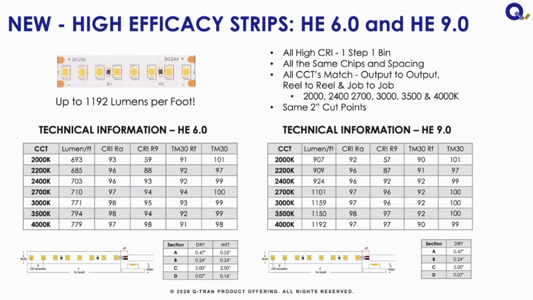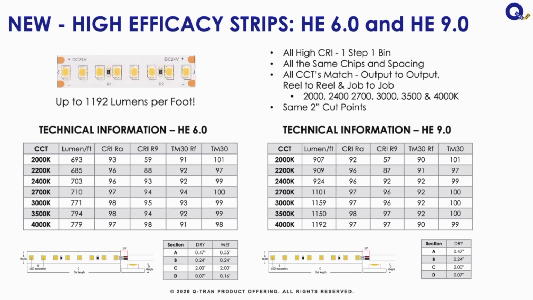These new high efficacy tape have a 2-inch cut point, and they're available in the same color temperatures that Maura had mentioned: 2000, 2400, 2700, 3000, 3500, and 4000 Kelvin. As we look at some of the lumen output for the 9 watt per foot, at 4000 K, you'll see that this tape has 1,192 lumens per foot, so extremely bright.